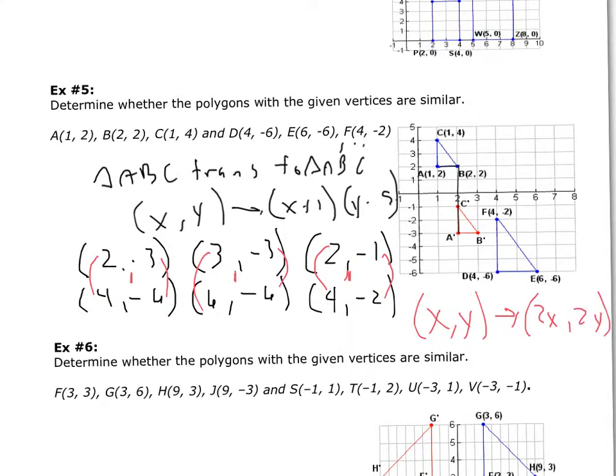Since to get from ABC to ABC prime, you're just translating, those two are similar. And to get from ABC prime to DEF, you have to multiply by a scale factor of 2. Since they're all the same, those would also be similar. So indeed, these are similar.